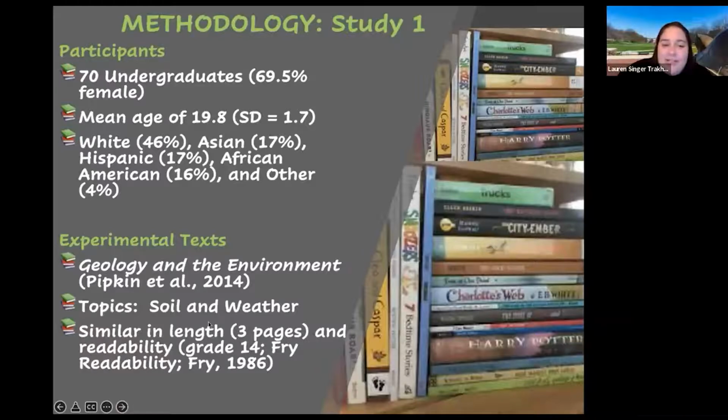Again, these texts were pretty similar in length, about 3 pages, and had a grade 14 Fry readability score. There were 4 visuals in each text. And again, we counterbalanced this. So some students read the soil text digitally first, some read the weather text digitally first. It turns into 4 conditions when you set it up that way.